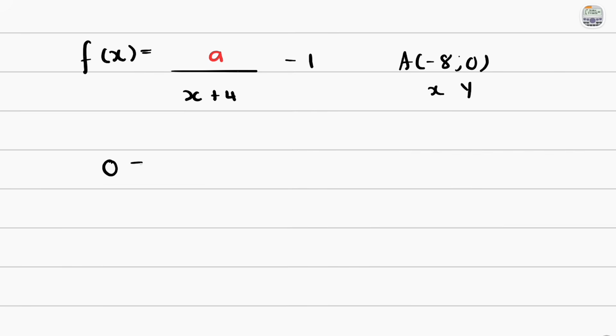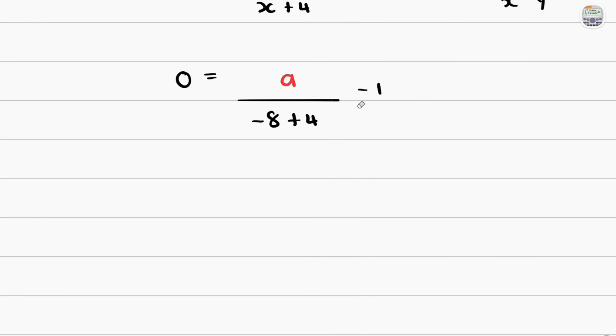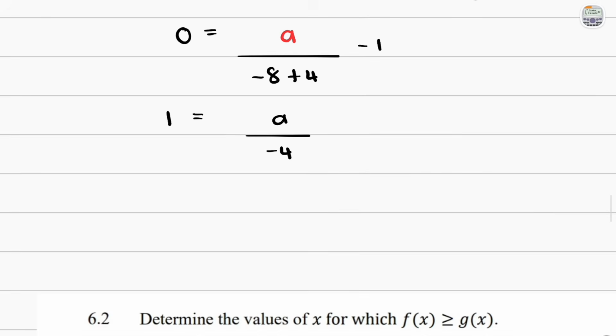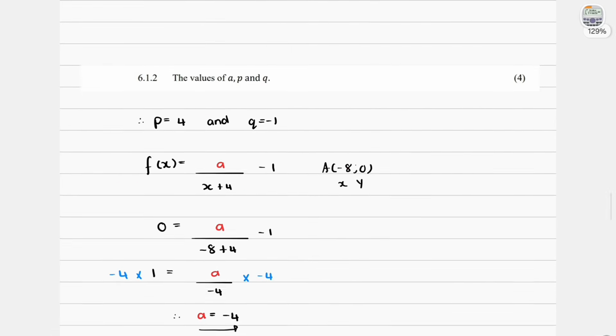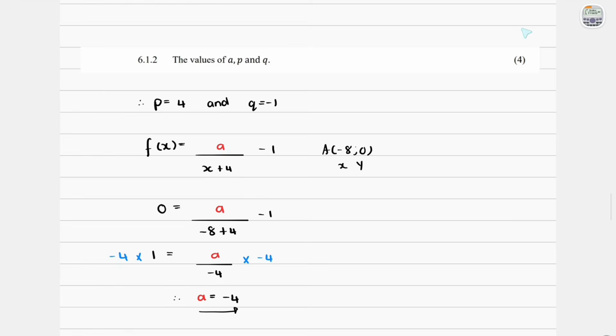So it means that 0 is equal to, we have a over negative 8 plus 4, minus 1. And now to solve for a, you see that we can just transpose this negative 1 so it becomes positive, and we have a over 4 minus 8 is negative 4. And so to solve for a, we just need to get rid of this negative 4 in the denominator, so we can multiply both sides of this equation by negative 4. And so therefore, a is finally equal to negative 4. So there, we've solved for p, q, and a, and that is our answer. Moving on to the next question.